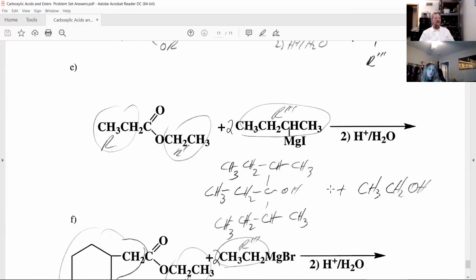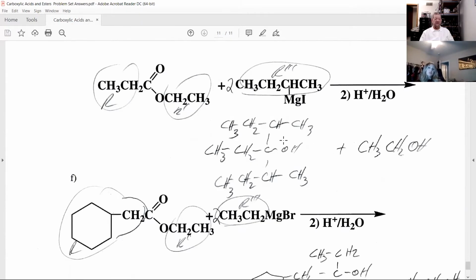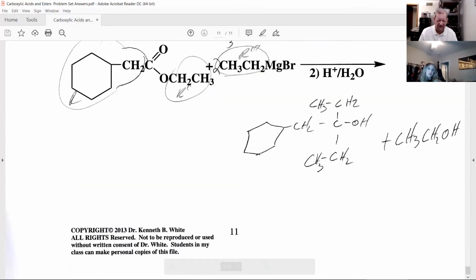And if we look at E, take a look at this, you're starting with a very simple ester, a very simple Grignard, and in one step you make this very complex alcohol. That's what I call having fun. And I have a couple others.